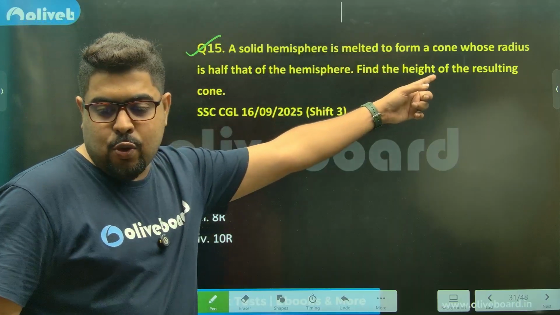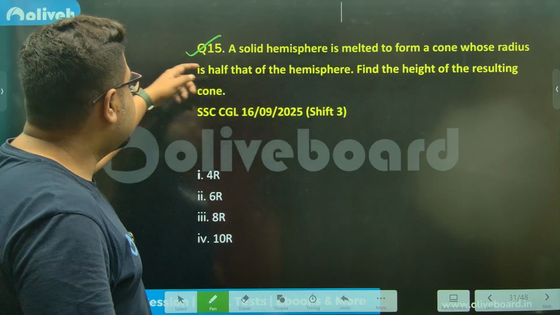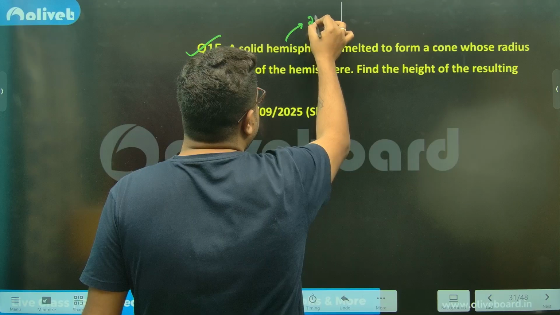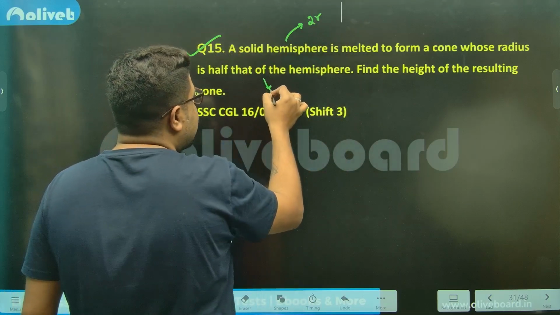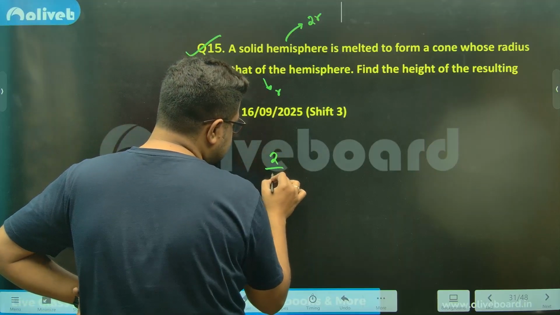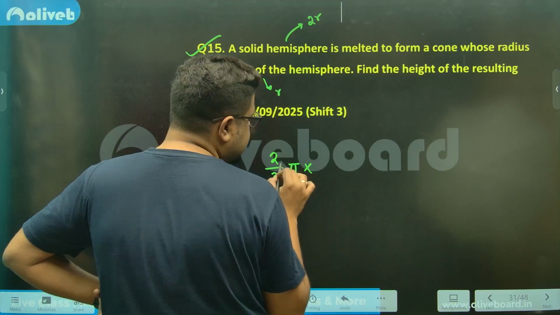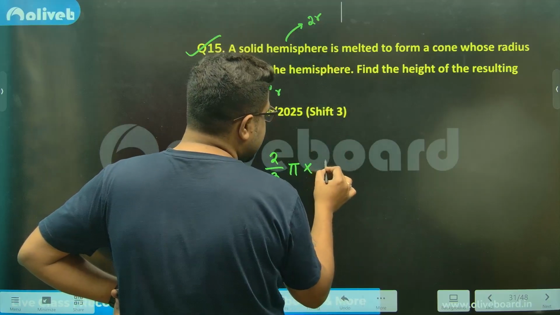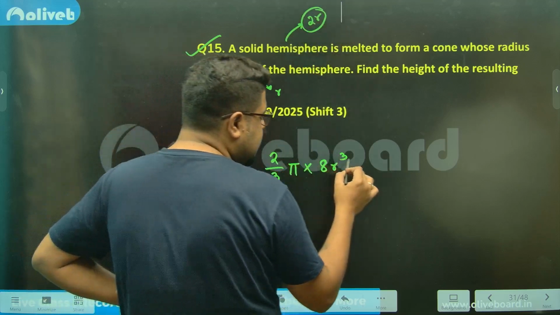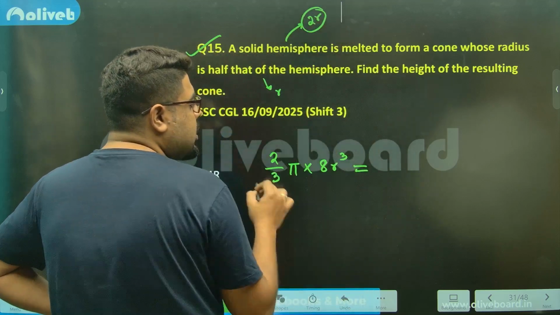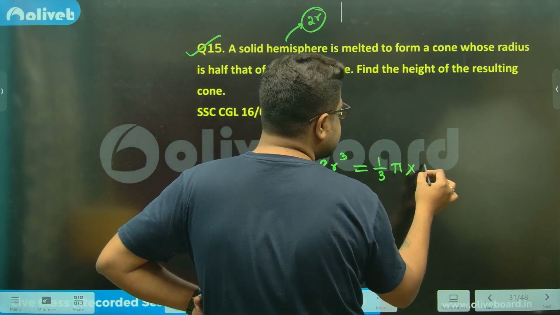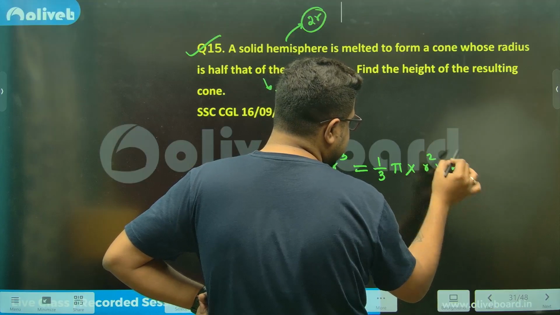Again, a hemisphere melted into a cone, meaning the volume is the same. The cone's radius is half of the hemisphere's radius. So the hemisphere radius is 2r and the cone radius is r. We need the height of the resulting cone. Hemisphere volume is 2/3 pi r cube, with radius 2r, that means 8r cube. That is equal to the cone, 1 by 3 pi r square h, where r square is r square and h is what I need to find.